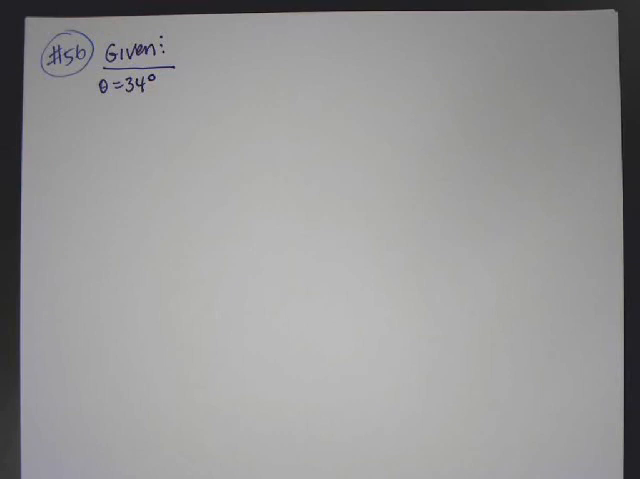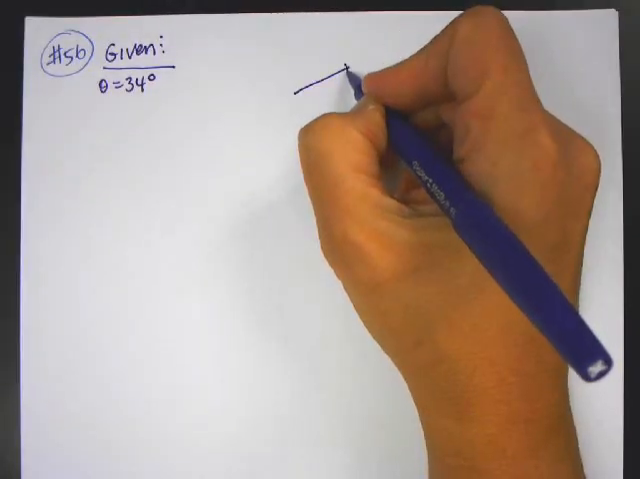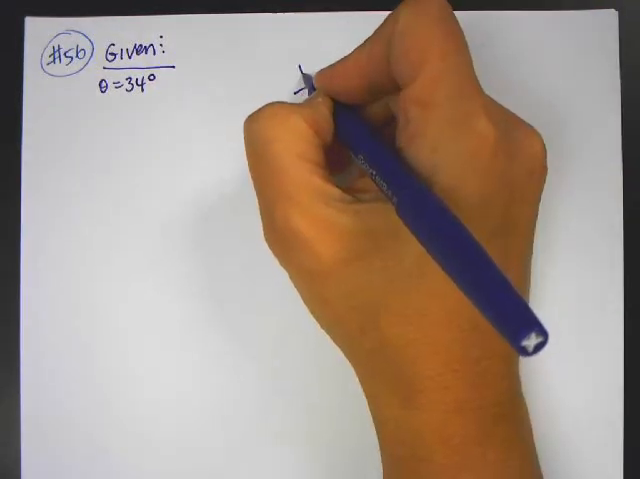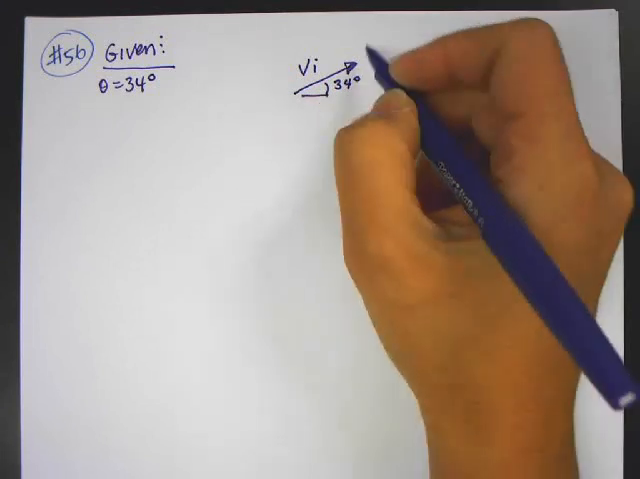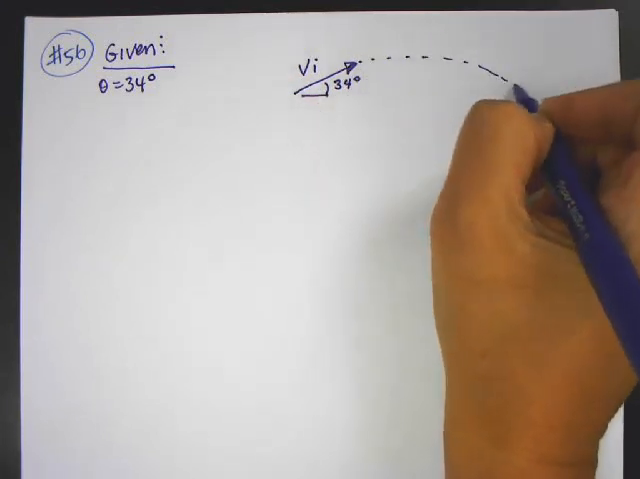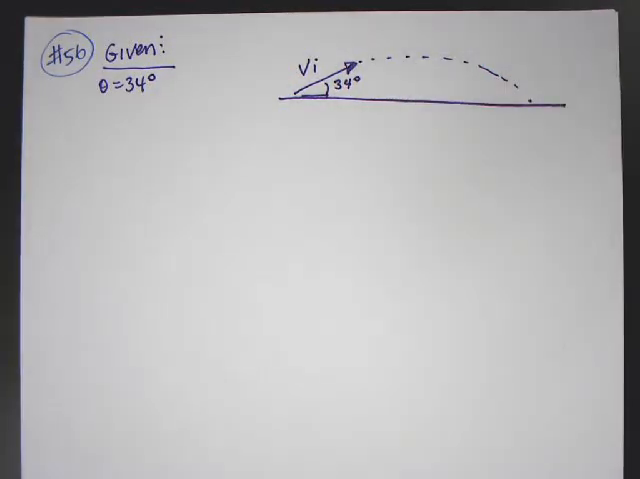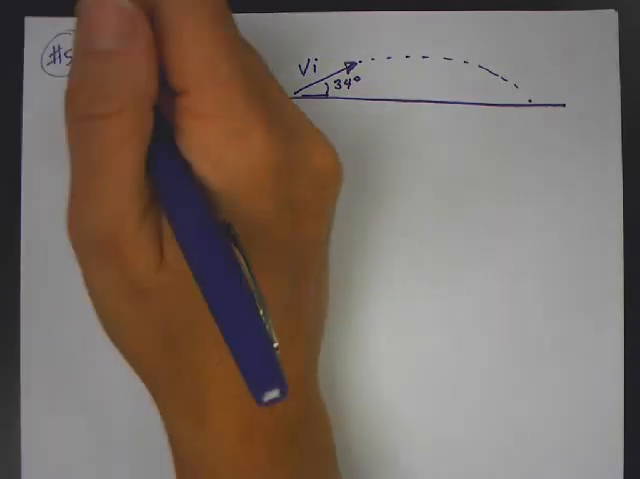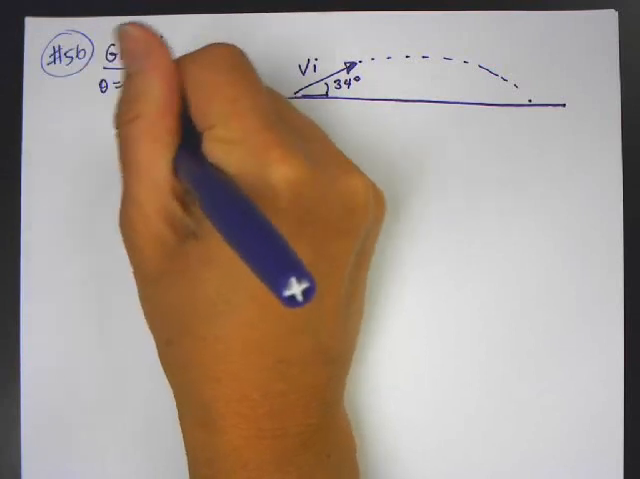So now I'm already seeing that this is the type of problem where it's a projectile that's launched at an angle. And the first thing I need to do is draw a picture. So here's my projectile, VI. I know this angle here is 34 degrees. And it goes like this. That's the path of the projectile. Now, whenever I do projectile motion, I always want to separate my x and y given. So I'm going to have my x given, and I'm going to have my y given.